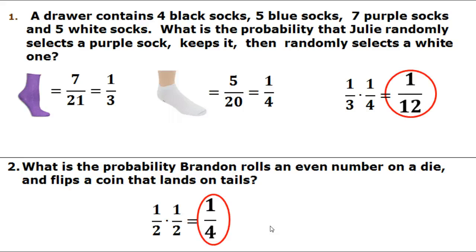Check your answers here. These are the same ones here. This one is one in which he kept it. In other words, we started with 21 socks. He kept it, so that means there are only 20 to choose from the second go around. So that would have been the only one that would really trip you up on that one.